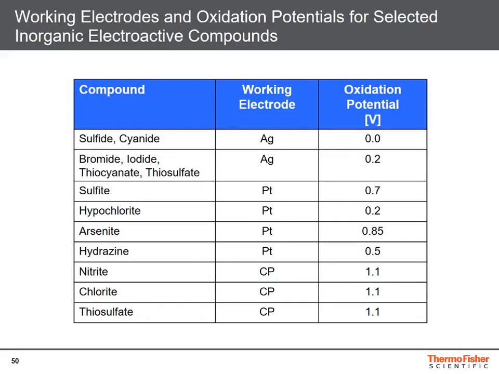In this slide, we see a table with working electrodes and oxidation potentials for selected inorganic electroactive compounds. Sulfide and cyanide, as examples for toxic ions, are usually oxidized on the silver working electrode, as well as halides such as bromide and iodide, or pseudohalides like thiocyanate or thiosulfate. Sulfite, hypochlorite, arsenite, and hydrazine are typically oxidized on platinum working electrodes, while nitrite, chlorite, and thiosulfate can also be oxidized on carbon-based electrodes.